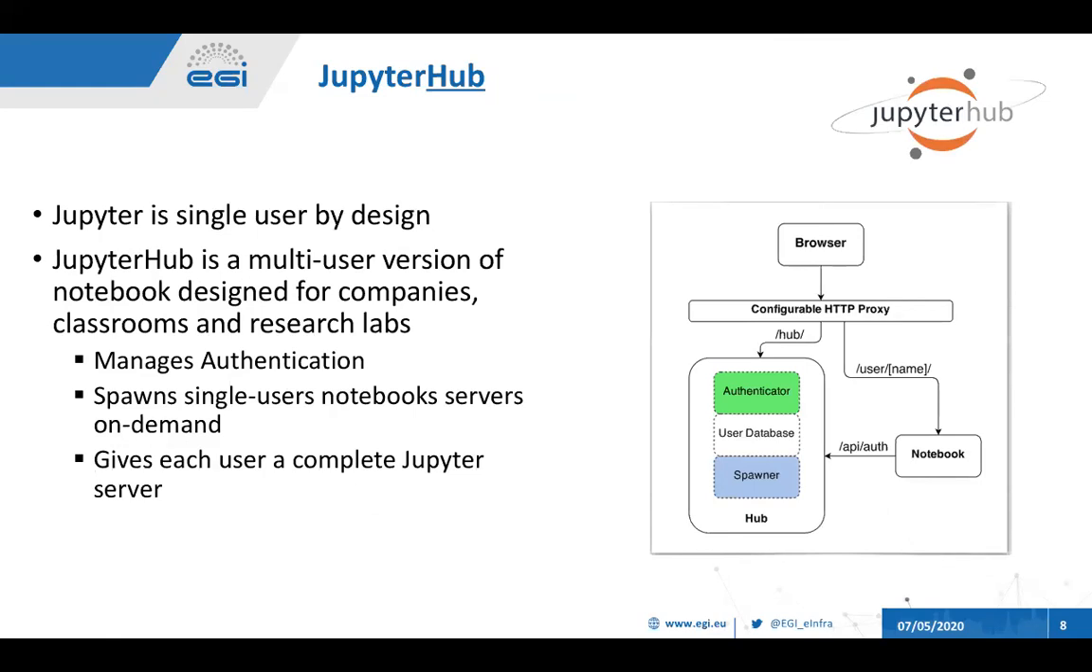So here we have a very simplified architecture view of JupyterHub. You have the hub, which has three main components: the authenticator that will check the identity of the user. This is very pluggable, so you can have anything from simple user and password to more advanced OpenID Connect or similar technologies. Then you have the Spawner, the component that will create the notebook server for each user.